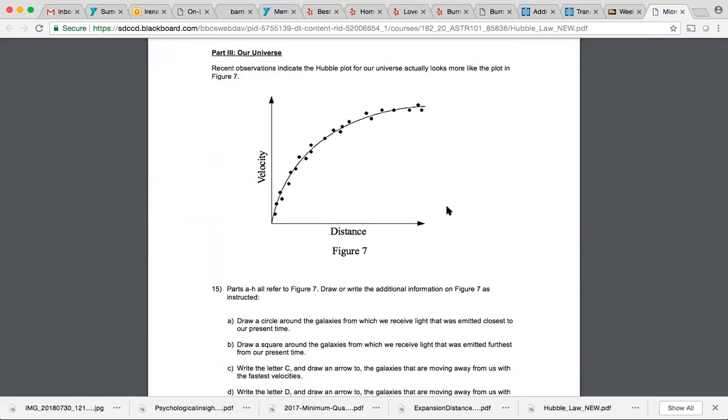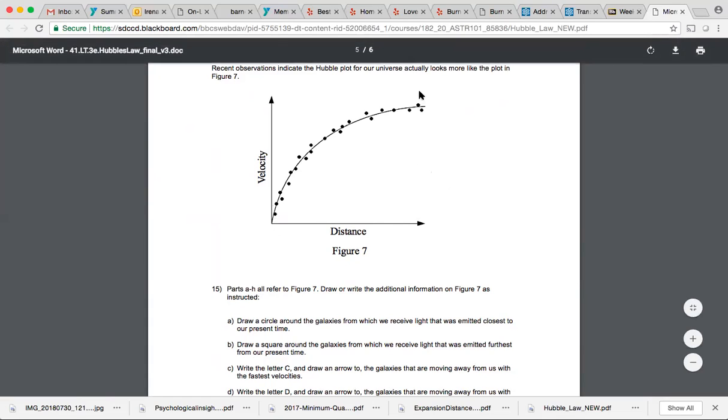This is the time going from closer to the Big Bang to the present. To the current, yeah. Very good. Okay, and now draw a square around the galaxy which received light that was the farthest from our present time. So you already said, right, clear up to the top, yes. The square should be here. Okay, very good. And then?